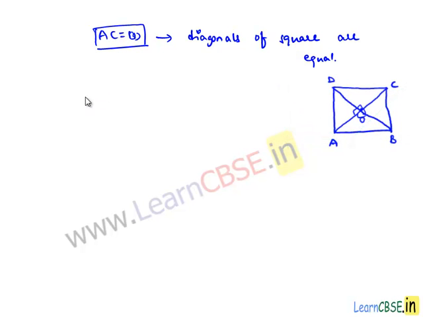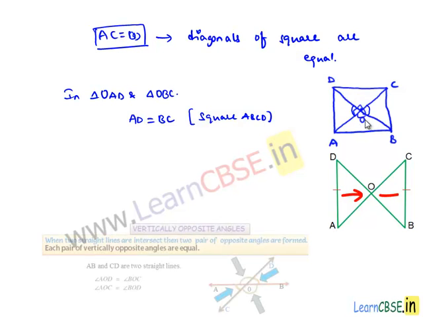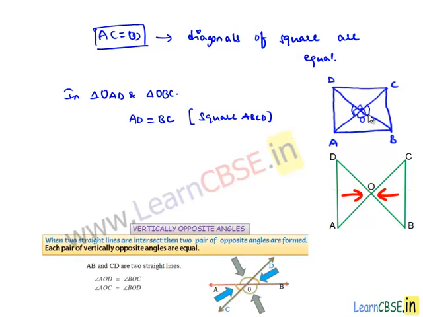Now let us consider two triangles, that is triangle OAD and triangle OBC. In this, AD is equal to BC as all the sides of a square are equal. Secondly, we can say that angle AOD and angle BOC are equal since they are vertically opposite angles about point O.